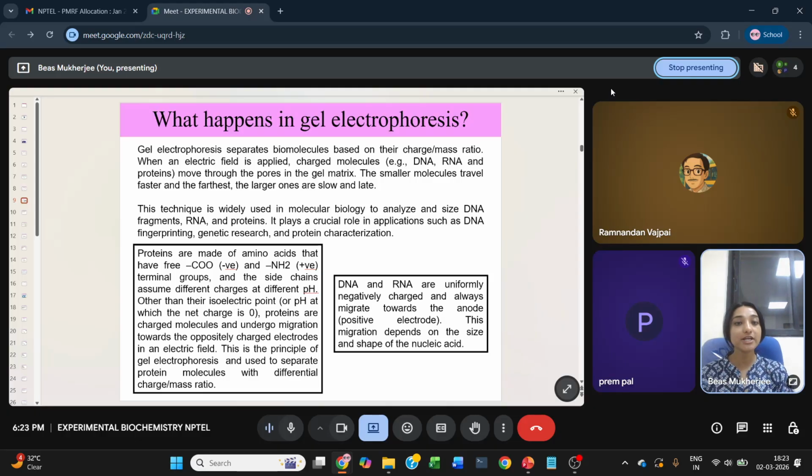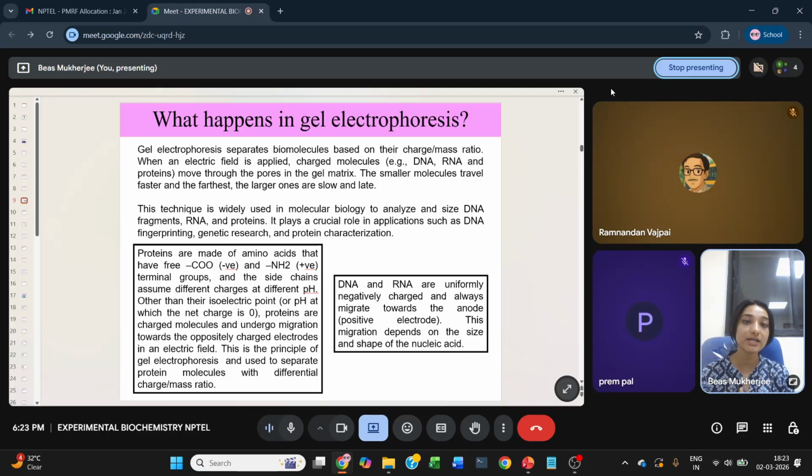Okay, so gel electrophoresis separates biomolecules based on their charge by mass ratio. When the electric field is applied, charged molecules such as DNA, RNA and proteins move through the pores in the gel matrix. The smaller molecules travel faster and the farthest, and the larger ones travel slow and late. This technique is widely used in molecular biology to analyze the size of DNA fragments, RNA and protein.